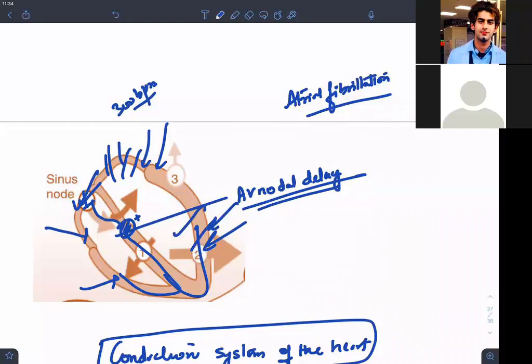So we don't want these electrical impulses from the atria to reach the ventricles because this AV nodal delay is helping me. We don't want the ventricles to contract at the same rate as the atria were contracting. So that's how.